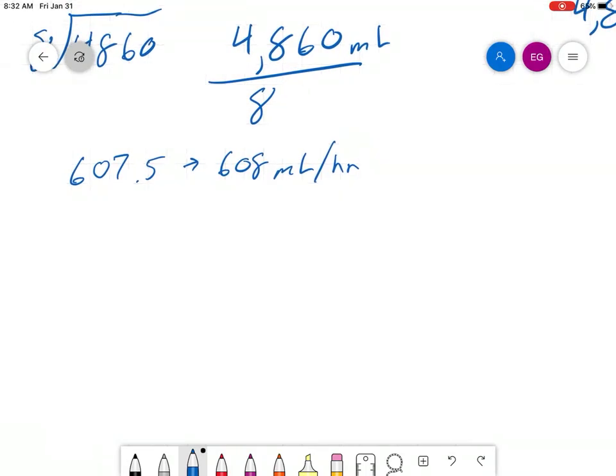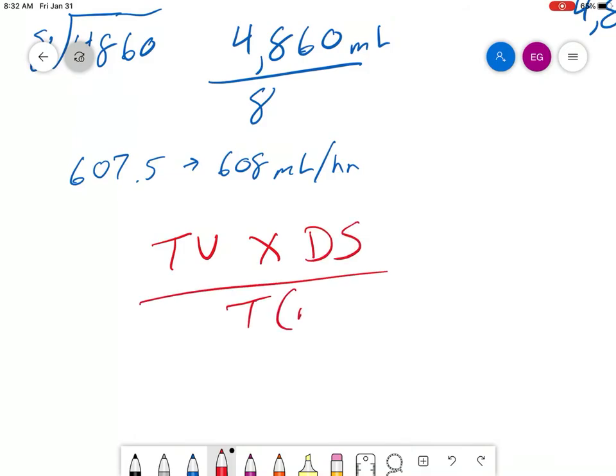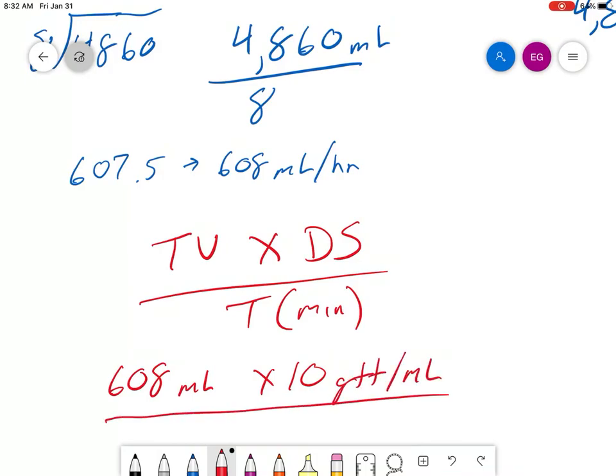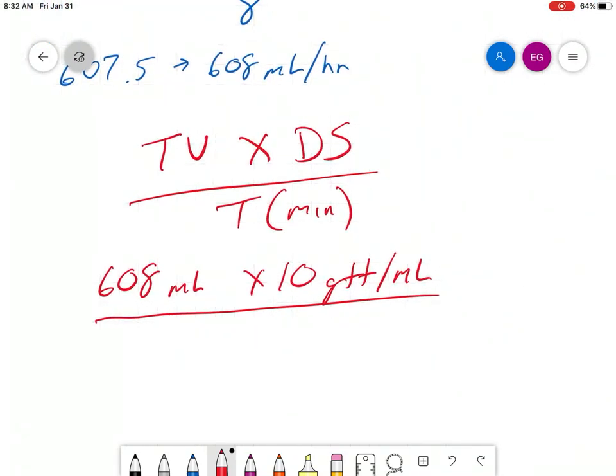Now all we have to do is simply take this and put it into our volume to be infused equation. Remember, this equation is total volume times your drip set divided by time expressed in minutes. So for us here, our total volume is 608 milliliters. Our drip set with a trauma patient, which burns of this severity classify as, is going to be a 10 drop per milliliter drip set. And our time, again expressed in minutes, since we figured out how much we're going to give per hour, is simply 60 minutes.